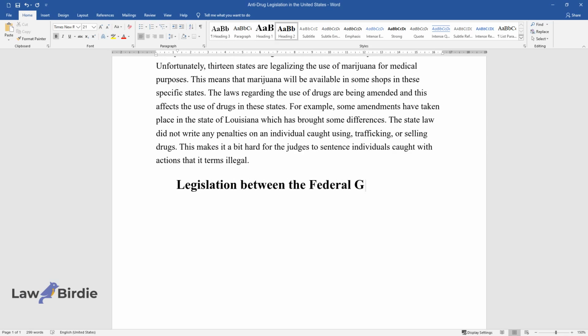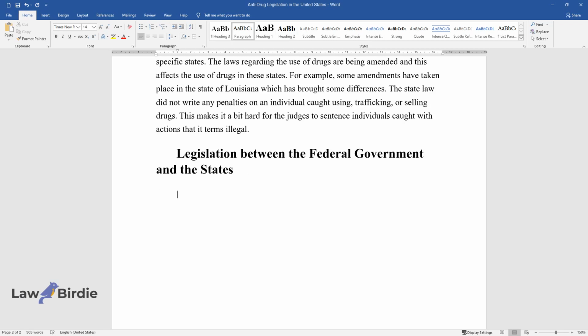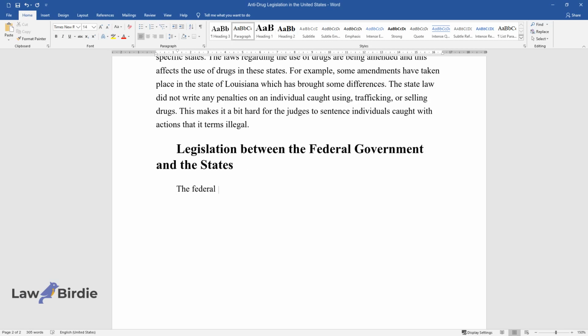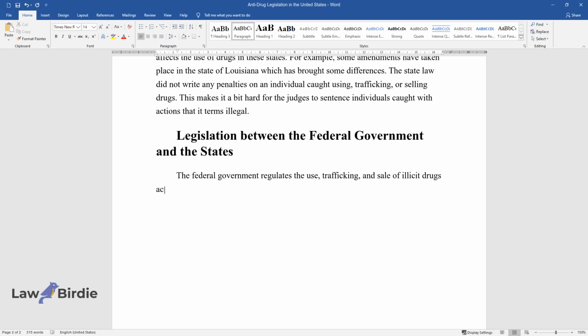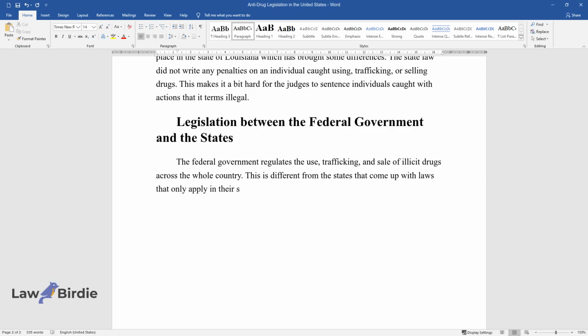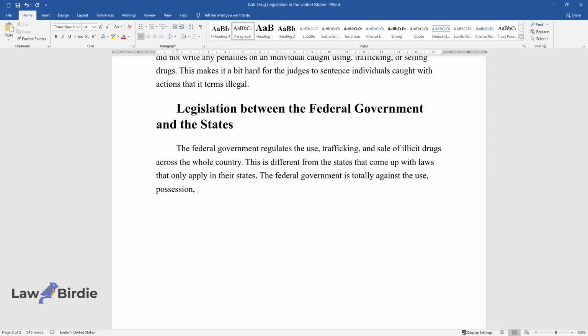Legislation between the federal government and the states. The federal government regulates the use, trafficking, and sale of illicit drugs across the whole country. This is different from the states that come up with laws that only apply in their states. The federal government is totally against the use, possession, or sale of any illicit drug, including marijuana.